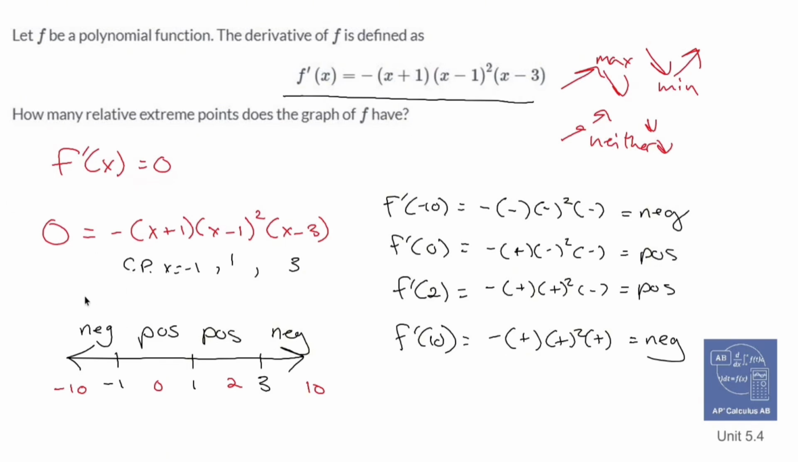So here, I go from negative to positive, then keep going positive to positive. So I have a min right there, I have a max right there, and I have a neither right there. Ooh, so how many relative extreme points does this graph have? Not 3, boys and girls, but 2. Tricky, tricky, tricky. I like it.